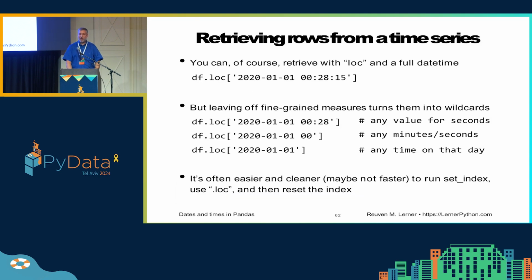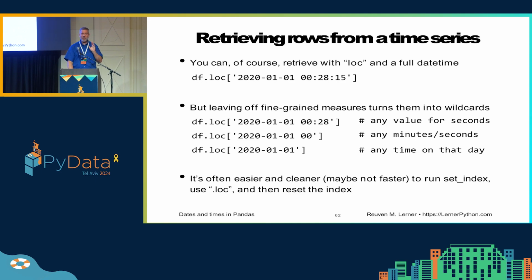What if I want to retrieve rows? Well, first of all, I can just say, give me the full datetime. Year, month, day, hour, minute, second. It'll give me all the taxi rides that match that specification. But if I leave off a finer grained part, if I leave off the seconds, it will match any number of seconds for those hours and minutes. If I leave off the minutes, it'll match any of them, and so on and so forth. I can even just give the day, and it'll match any time during that day.